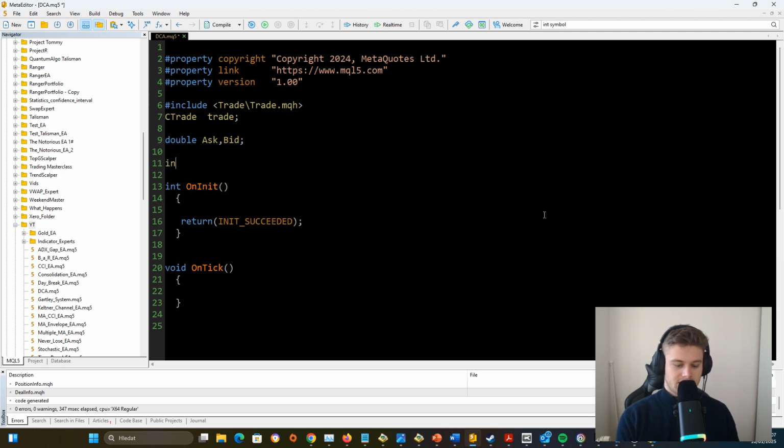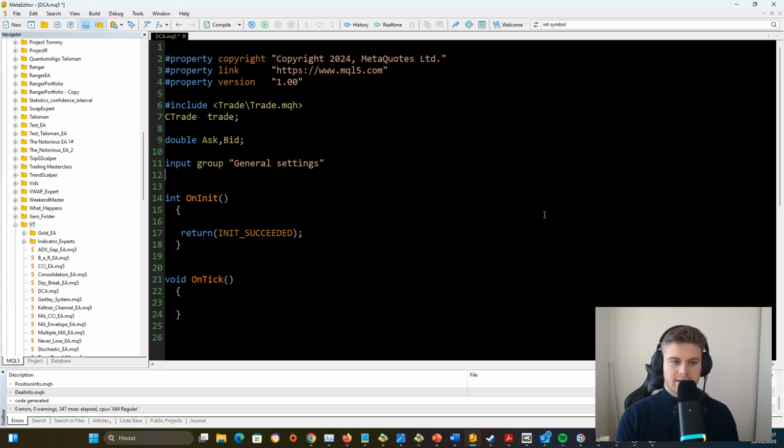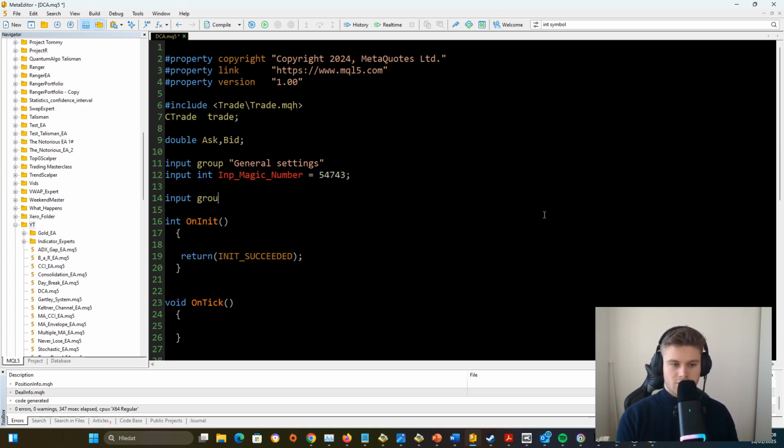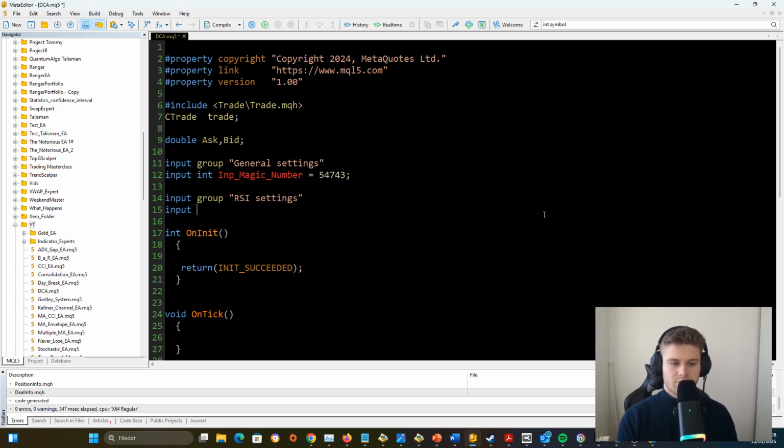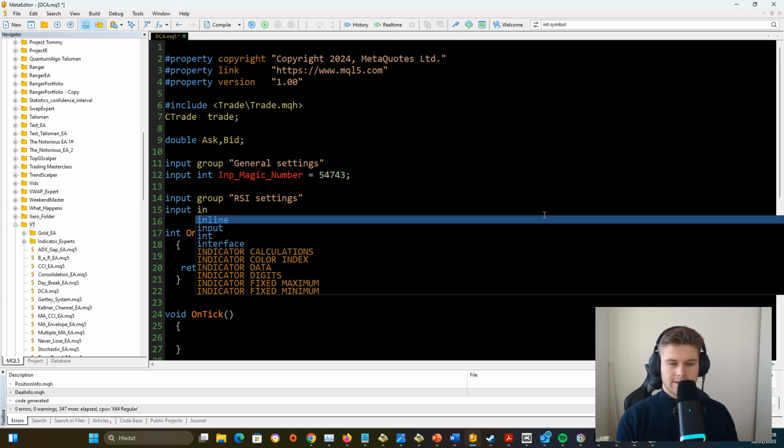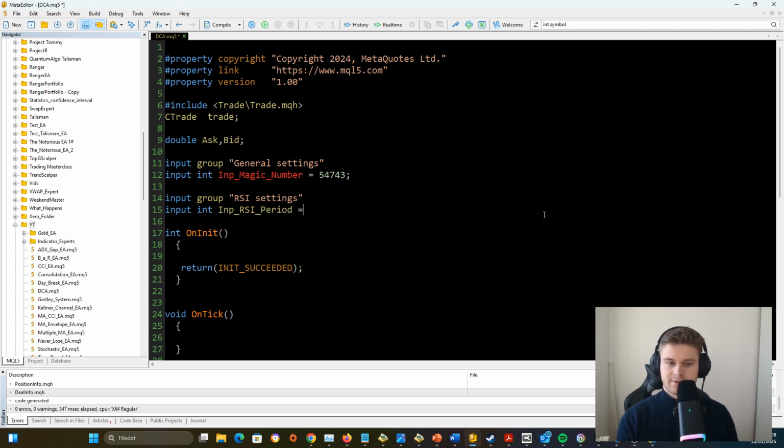So let me just create a few inputs. We will start with the first input section called general settings. Okay, so in here we just do the magic number that can be set to some random number. Then we will create a new group called RSI settings. Okay, so input integer input RSI period. So this is for the RSI period, obviously.